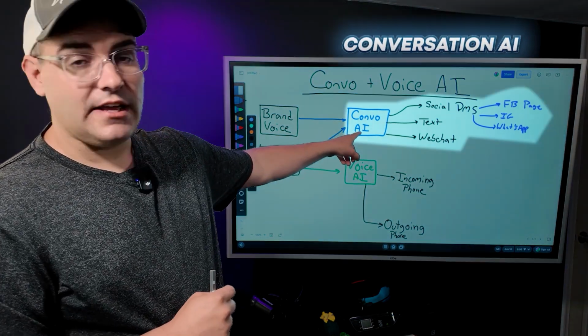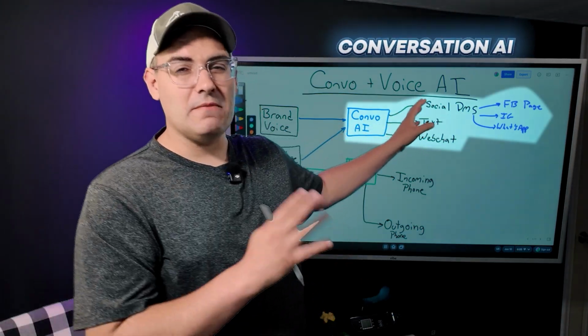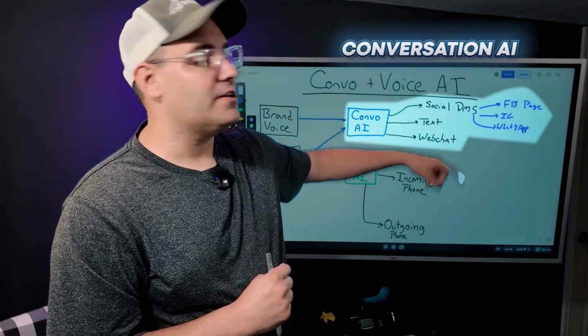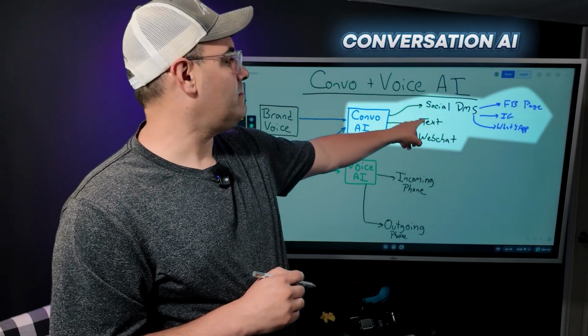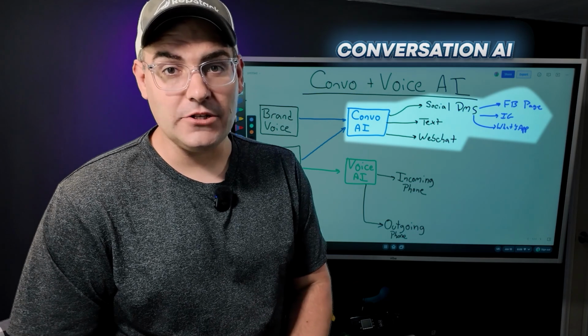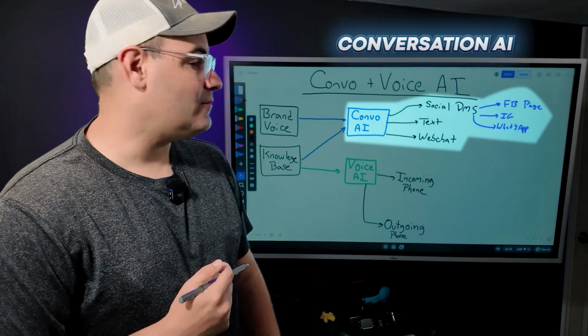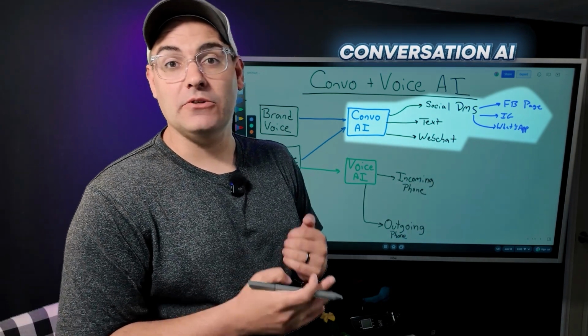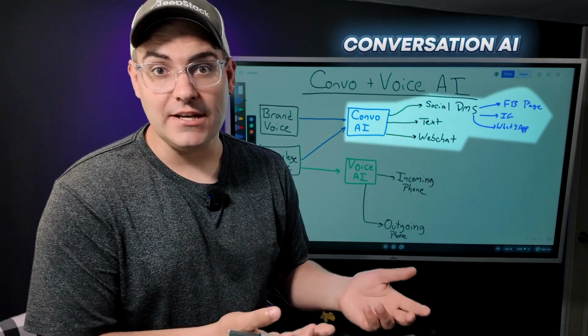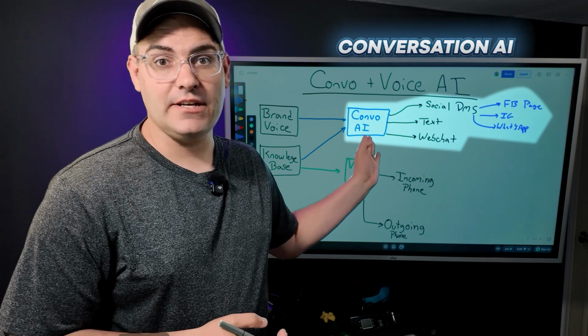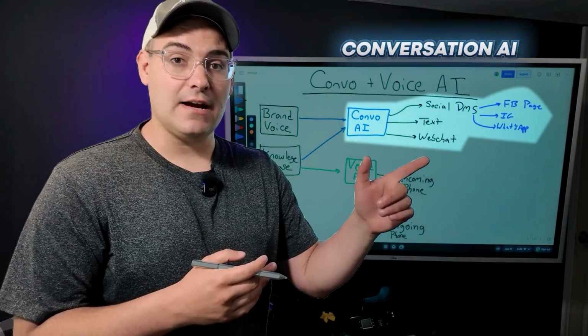Now, conversational AI covers your social DMs on all of the Meta platforms. You've got your Facebook page, your Instagram, and your WhatsApp. It's also going to be active over on text or web chat if you want it to. So a little chat widget on the website can be powered by conversation AI, as well as having people text in a certain word or people just texting in your business in general. You can have conversation AI carry on the entire text message conversation back.